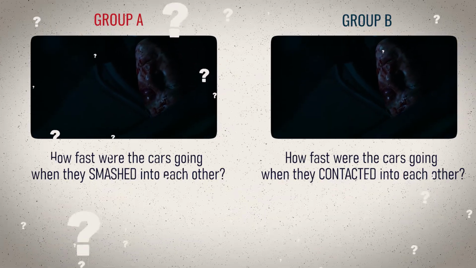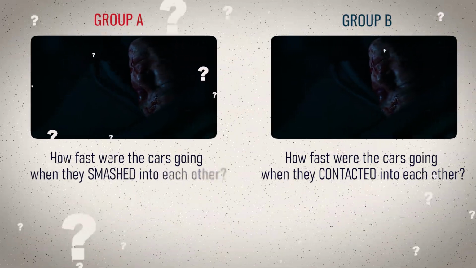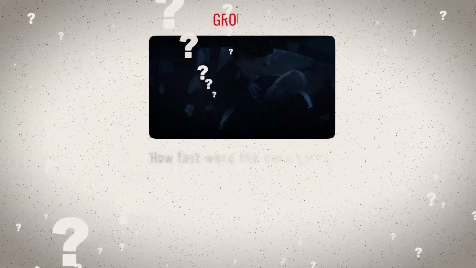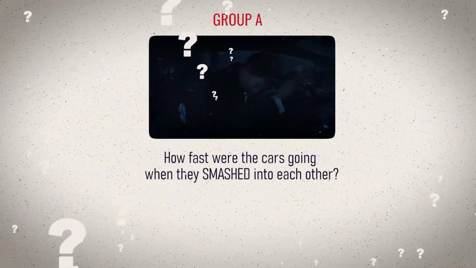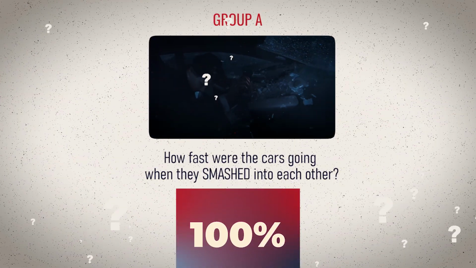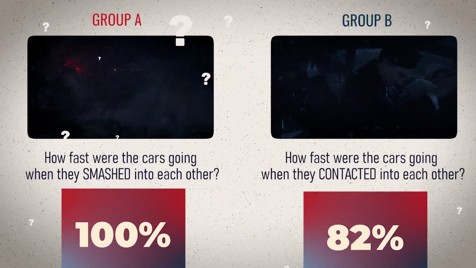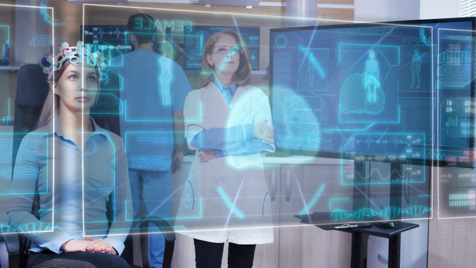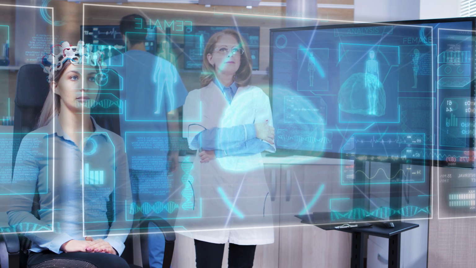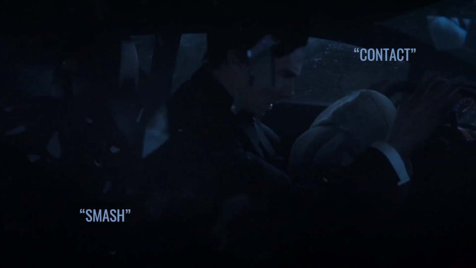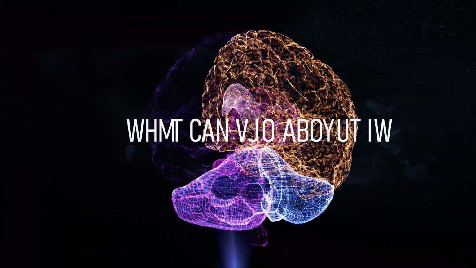Astonishingly, the participants' responses varied depending on the wording of the question. Those who were asked about the cars smashing into each other reported higher speeds compared to those who were asked about the cars contacting each other. This experiment highlights how easily our memories can be influenced by subtle cues, and how our interpretation of events can be shaped by our pre-existing beliefs.